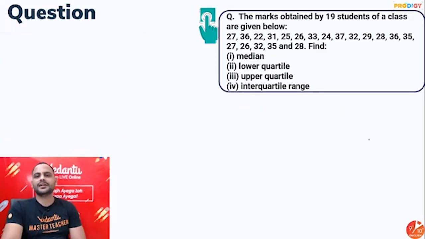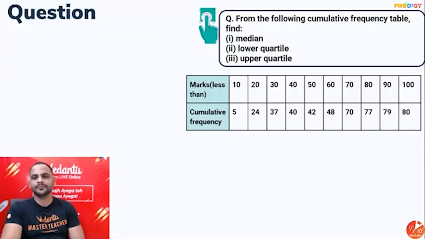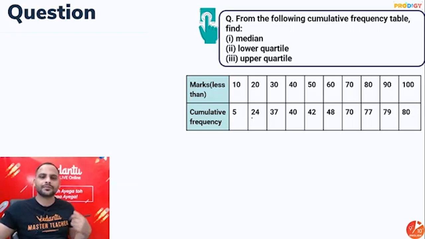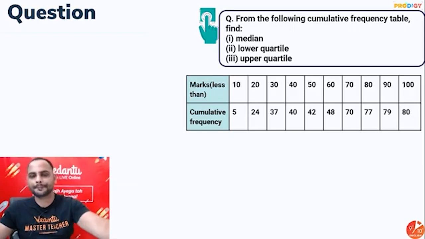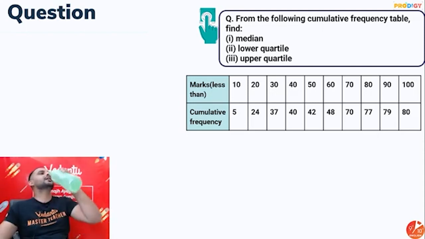Right? So these are the easy questions which have been asked. Pretty easy. Alright. From the cumulative frequency table, find median, lower quartile, upper quartile. Now here, it is already told that it is a cumulative frequency table for you all. Okay. Now you have to find out the median.